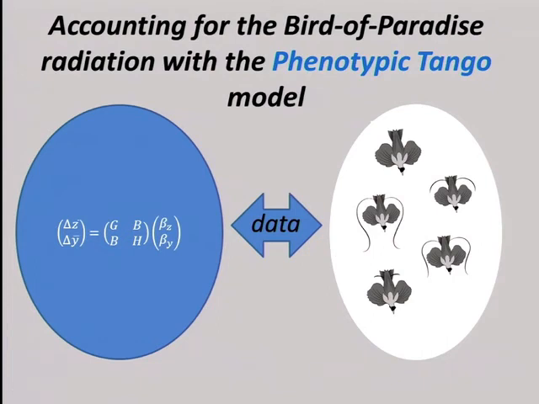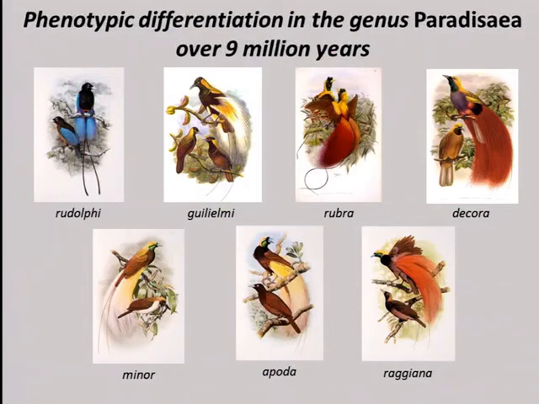Okay, so now let's see if we've got an idea here. We have a model. We can simulate it. Can it explain this bird of paradise radiation? Here are the 7 species up at the tip. This is one genus, the genus Paradisaea, a monophyletic genus, and we know the time scale for differentiation.